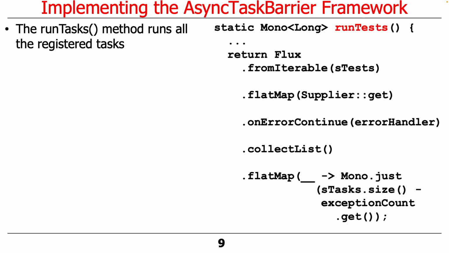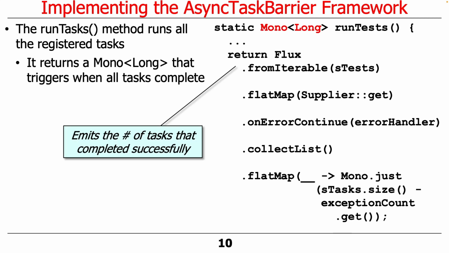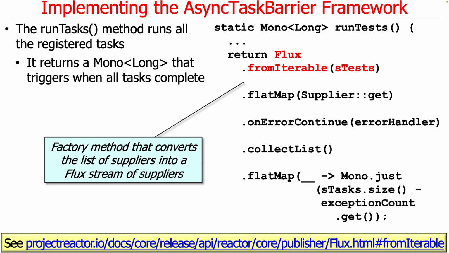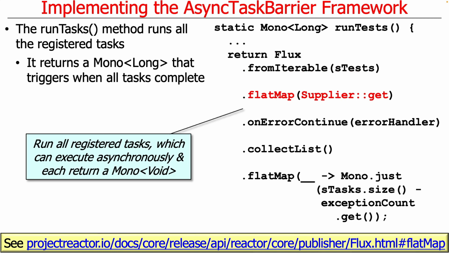The runTasks method runs all the registered tasks. Here's what it does. It's going to return a Mono of Long that will trigger when all the tasks complete. And it's going to emit the number of tasks that completed successfully. We'll see how that works. That's very important, and that's why we have all this complexity with onErrorContinue and onErrorResume and onErrorStop. The first thing we do is we take that list of registered methods, which are the tests, and we turn that into a Flux. So this is just good old fromIterable, one of the simpler factory methods.